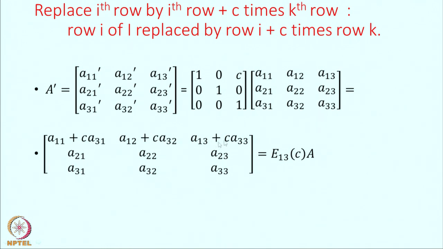So, the first row of this particular product is A11 plus C times A31, A12 plus C times A32, A13 plus C times A33. All the other rows will remain unchanged. See the second one now. When I multiply 0 1 0 with the first column, what will I have? 0 plus A21 plus 0. So, my second row and first column of this matrix A prime is A21. Similarly, the next one will be A22, the next one will be A23. So, the second row remains unchanged, and the third row remains unchanged.